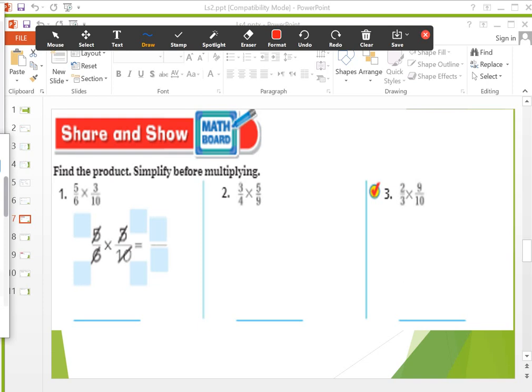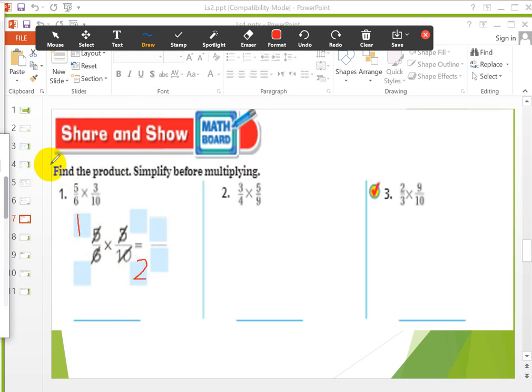Okay, yes, Farah. Now Farah will help me to find the answer for number 1. Here I want to divide 5 from the first fraction, the numerator, and the denominator from the second. What is the greatest common factor for 5 and 10? 5. Excellent, Farah. So 5, if I want to divide it on 5, the answer will be what? 1. Thank you. 10 divided 5 equals what? 2. Thank you, Farah. Now, let's continue with Asma.